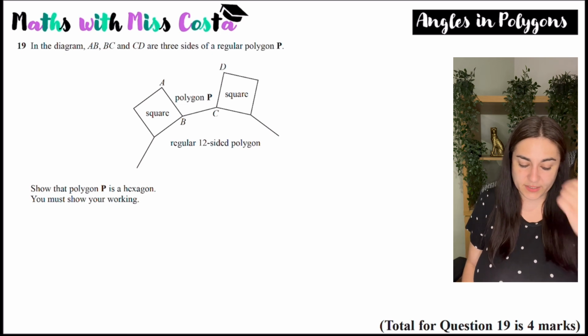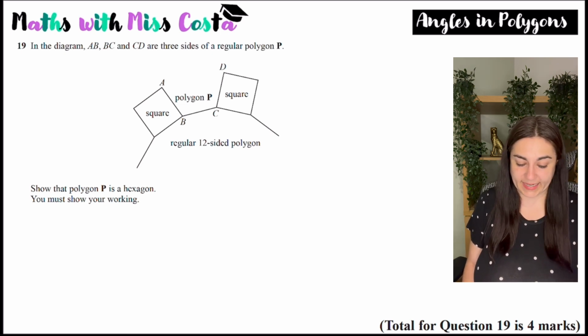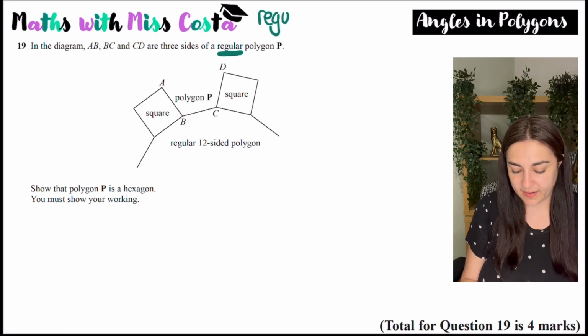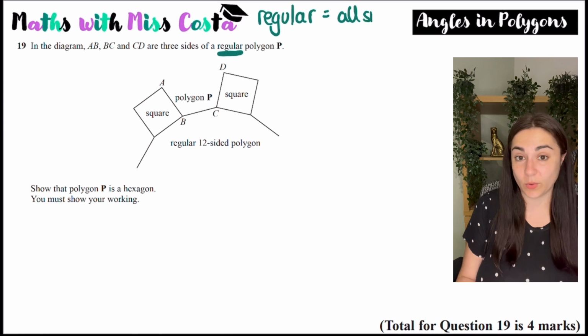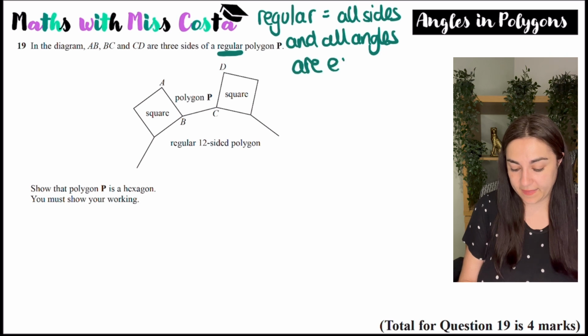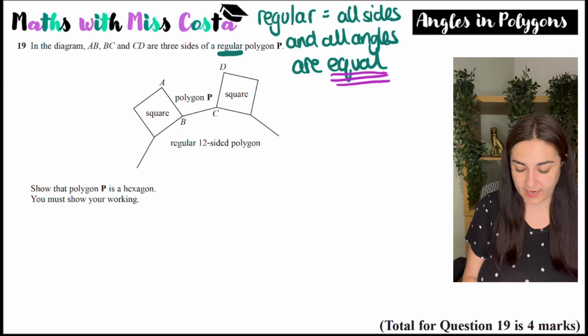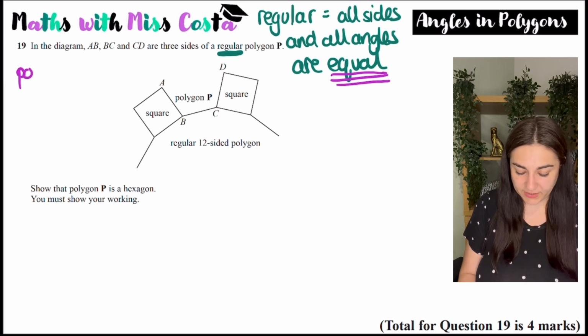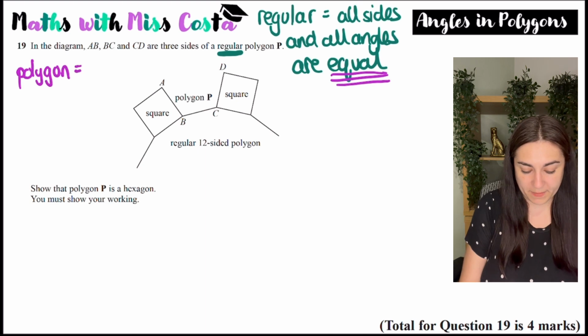Next, I have got AB, BC and CD, which are the 3 sides of a regular polygon. So regular is an important word. It means that all sides and all angles in that polygon are equal. So that's a really important thing when I'm working with shapes. And a polygon is just a word for a many-sided shape.